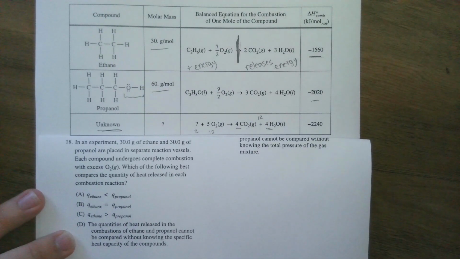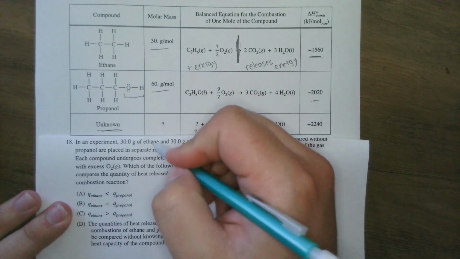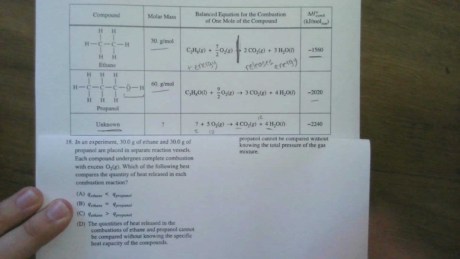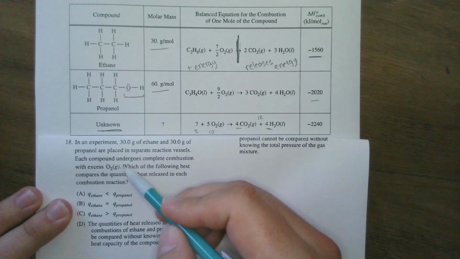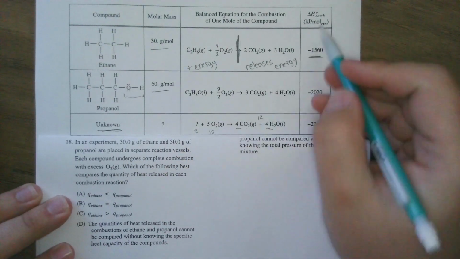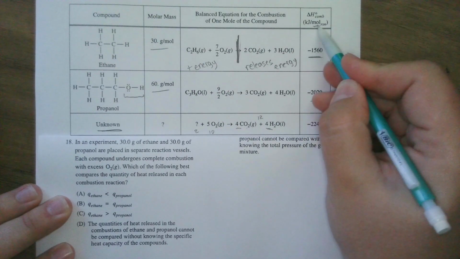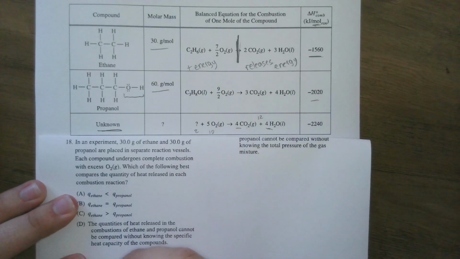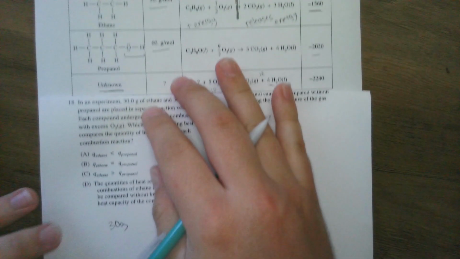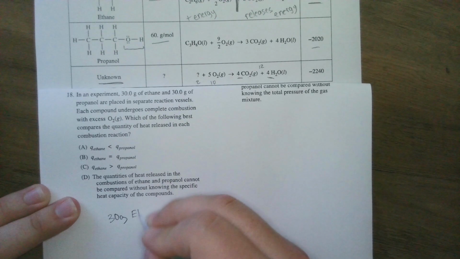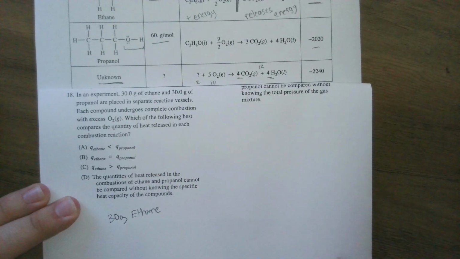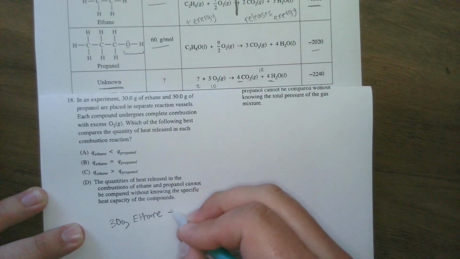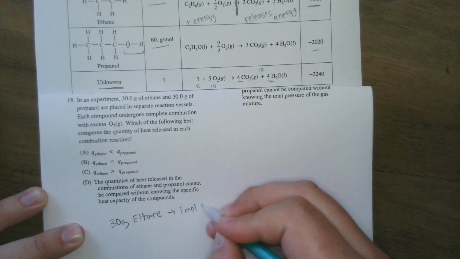But I have to be very careful because ethane and propanol don't weigh the same amounts. So when I give you grams of each one, I can't directly compare them. I have to use moles of each one to compare them. The enthalpy is the kilojoules per mole of reaction, not the kilojoules per gram. So what I'm going to do is take that 30 grams of ethane and convert it to moles. Well, ethane has 30 grams per mole, so that number was chosen very intentionally. That tells me I have 1 mole of ethane.